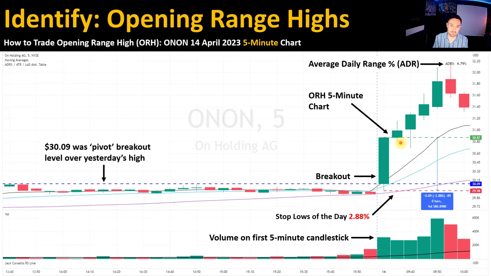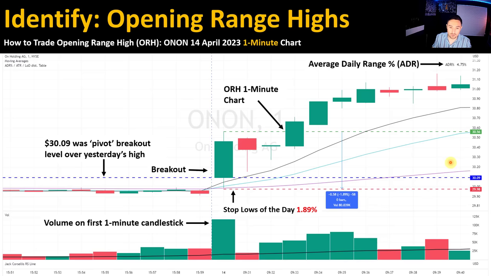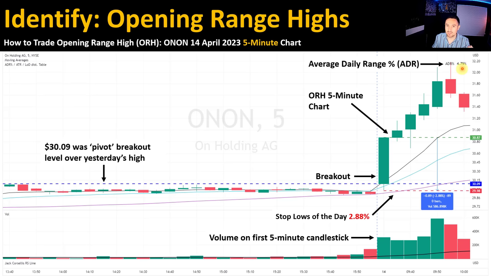But here, because we're buying it at a higher price and our stop loss is going to be at the same level, the low of the breakout day, 29.98, our stop loss now is not 1.89%, it's 2.88%. And if we think about that relative to the ADR, which is 4.79%, it's still in check. Make sense? Still good. It's still less than the ADR percentage. It's around about half the ADR percentage. Okay, that's good. It's a little bit over half, but hopefully you understand the point there.